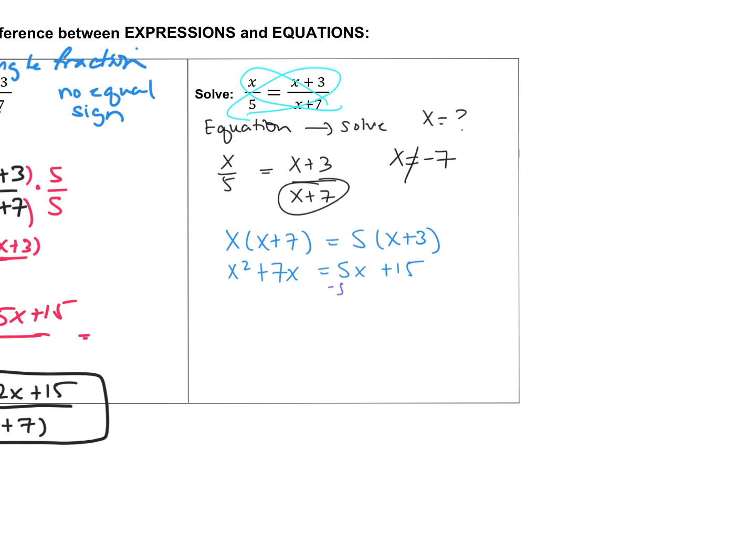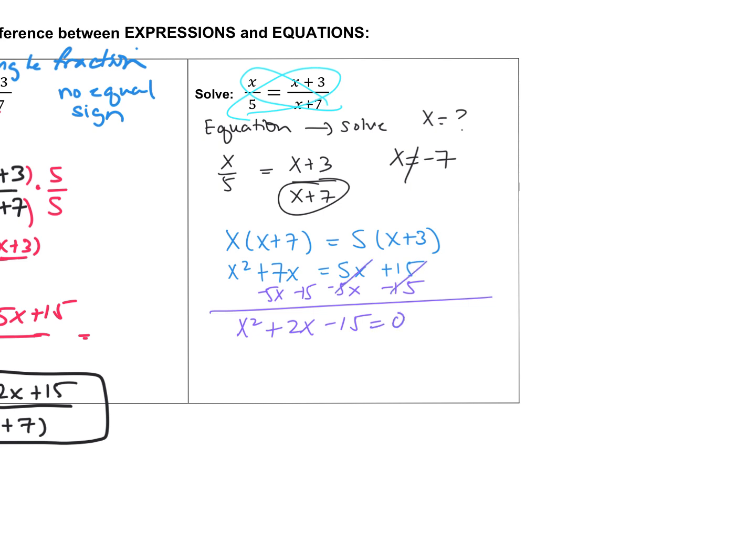So I'm going to subtract 5x. I'm also going to subtract 15. Minus 5x minus 15. So we have x squared. 7 minus 5 is 2, so a positive 2x. Nothing to add to that negative 15, so it's just negative 15 equals, and these cancel to a 0.